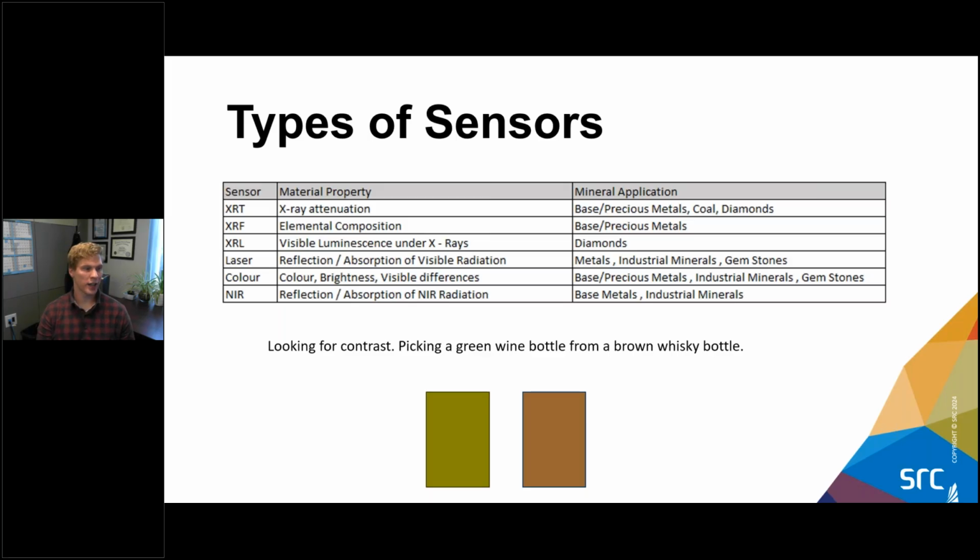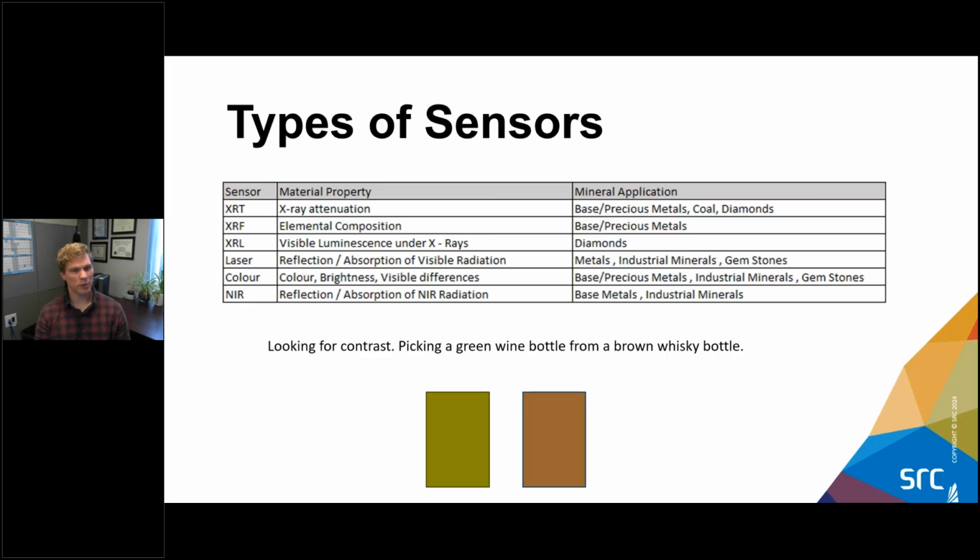You've got laser, which I kind of talked about earlier. If you have a transparent particle, the laser will penetrate. If you have a not transparent particle, it will absorb it, and you can read the signals like that. And then there's really the most basic and easiest technology, if you can use it, color. So it's really just looking for a visible difference. Is there a visible difference between my material?